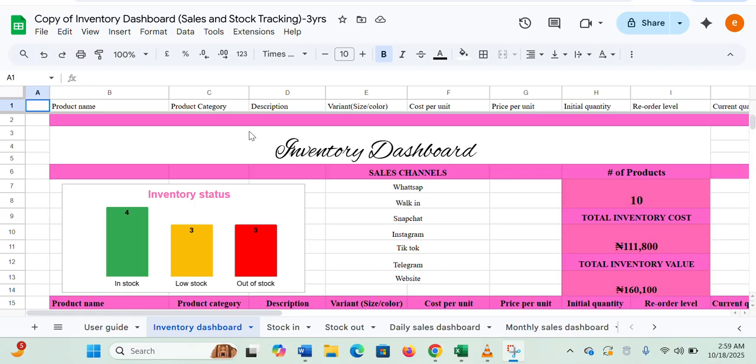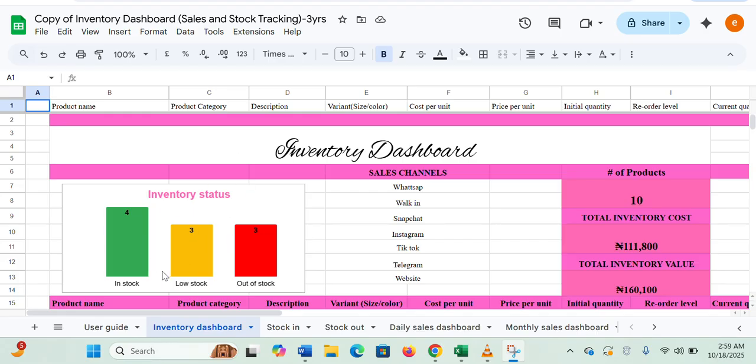The first sheet here is our user guide, where you will see a written guide on how to make use of the spreadsheet, followed by the inventory dashboard. I can basically call this the base of your business. This is the base of the dashboard you have gotten. Whatever you input here regulates every other output you see in your dashboard. Just follow my cursor.